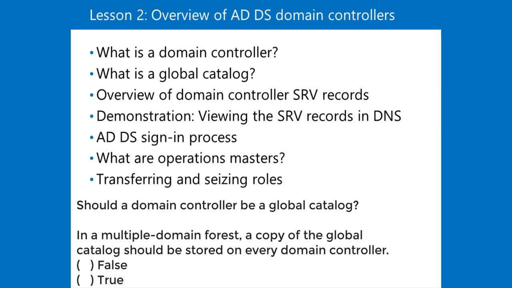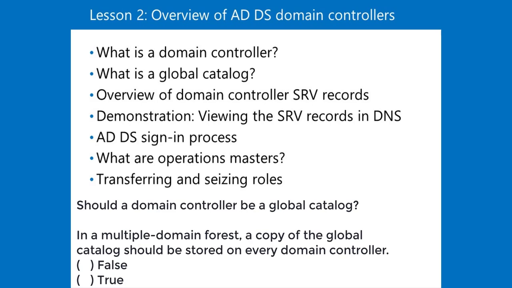In a single domain environment, every domain controller should host the global catalog, because every domain controller already holds a complete copy of the domain. In a multiple domain scenario, you need to consider user sign-in times, program dependencies, the need for high availability of the global catalog, and replication traffic when planning global catalog placement.